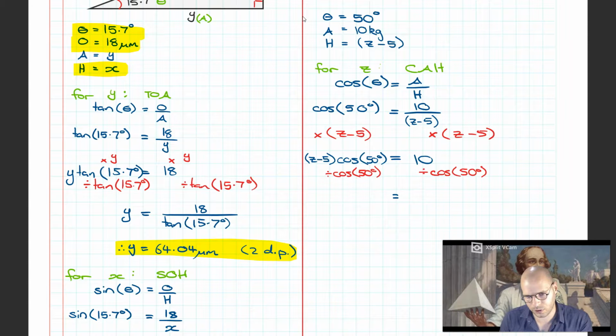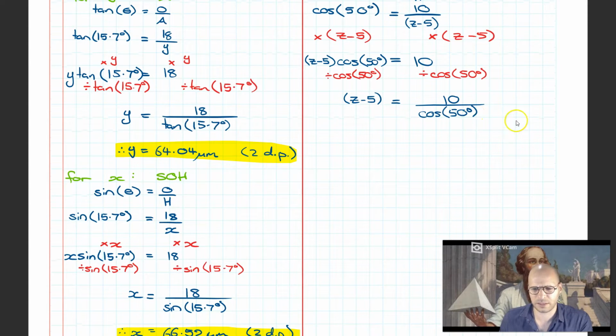This will yield a result of z minus 5 on the left, and then on the right we're going to get 10 over cosine of 50 degrees. Now I might be tempted to throw this in my calculator, but remember we don't really care about what z minus 5 is, we care about what z is. So what we're going to do is crack open these parentheses by pretty much doing nothing, and we simply add 5 to both sides of the equation.